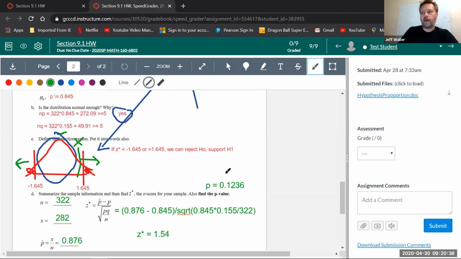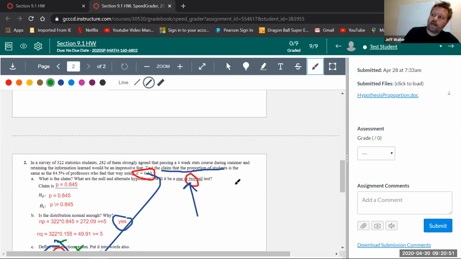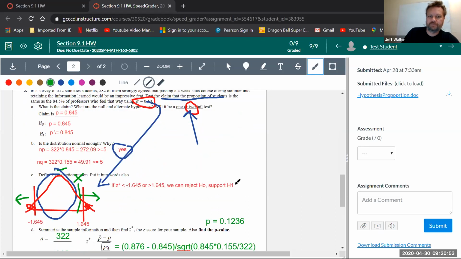Now, real quick, I already know. Look at the green line. Did we reject the null or did we fail? We already know the answer. Yeah, we failed. We didn't make it in. Is the p-value smaller than alpha? No. That's another way to tell you fail. The p-value must be smaller than alpha in order to succeed, in order to reject the null.